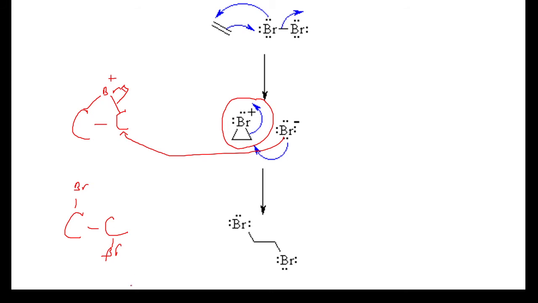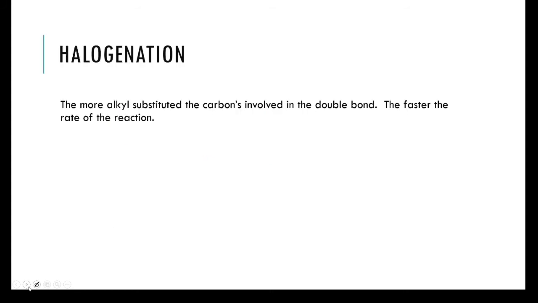Okay. So our first time going through addition reactions where we actually have a stereoselective product that we have to look at. If you draw this on the same side, it's not correct because that's not the process. Okay. All right. The more alkyl substituted the carbons in the double bond, the faster the rate of the reaction.